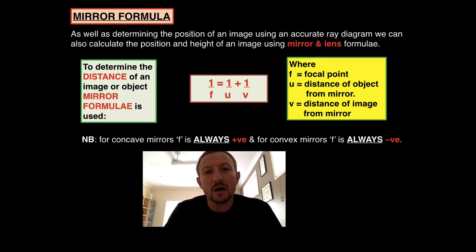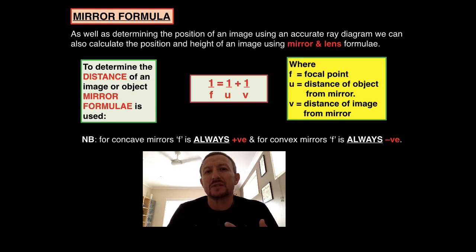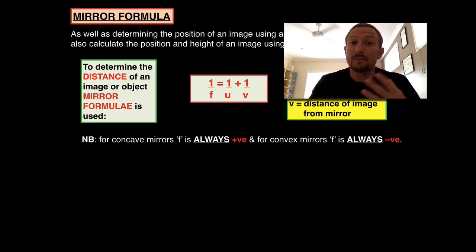So we've got our equation which will allow us to calculate the distance of an image or an object from the mirror, and we also know how to deal with that formulae when we're dealing with either concave or convex mirrors. Those are all the things you need to understand in order to use that formulae. So it's very, very simple.